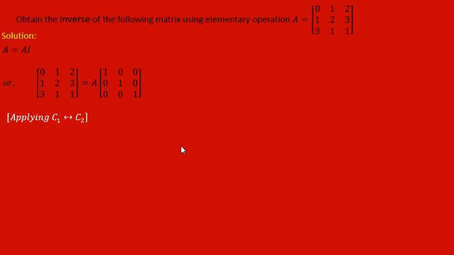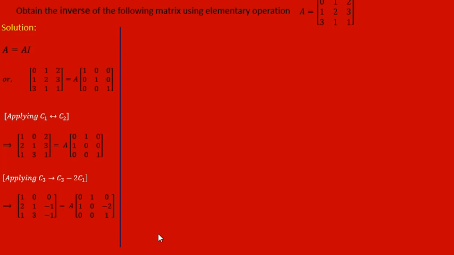Here again I am interchanging C1 and C2, so I got this matrix. Next I have to make this 2 as 0, so I will subtract 2 times of this C1. So I will make this as 0, and I will obtain this matrix. Now I have to make this 1. So it is already 1, so I will not do anything.